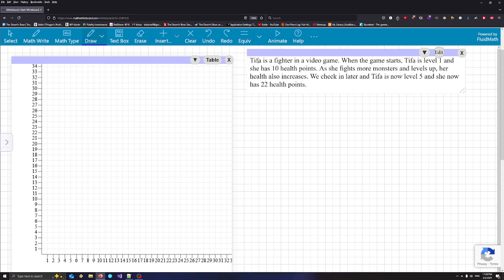So Tifa is a fighter in a video game. When the game starts, Tifa is level 1 and she starts with 10 health points. As she fights more monsters and levels up, her health also increases. We check in later and Tifa is now level 5 and she now has 22 health points.